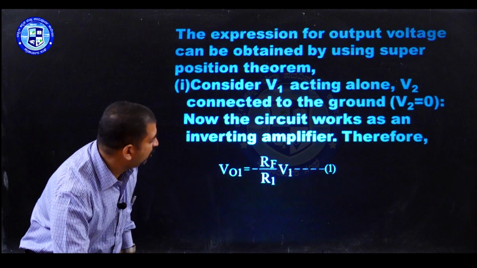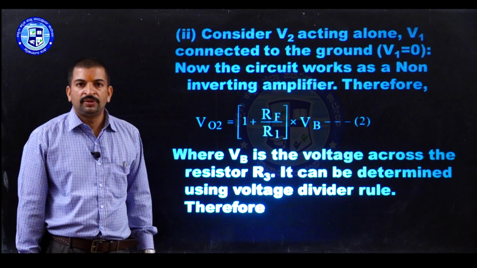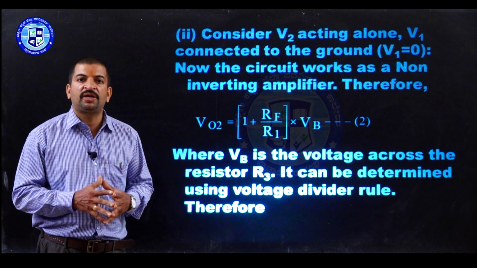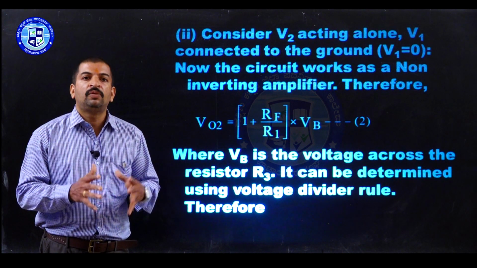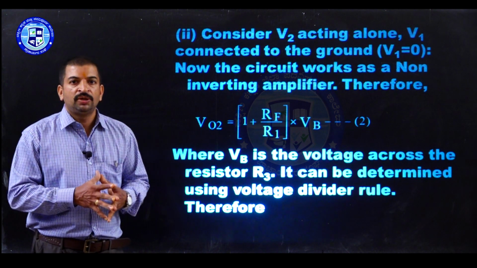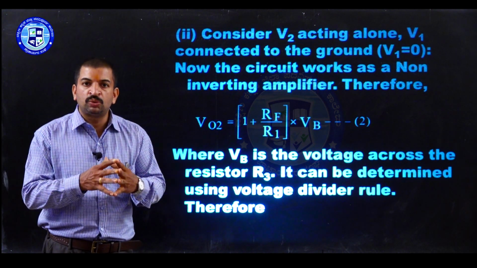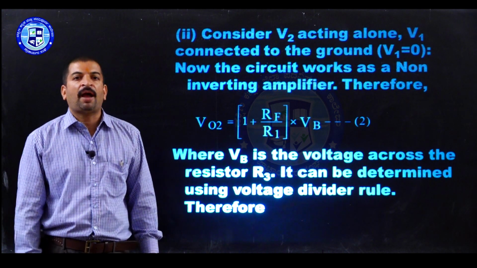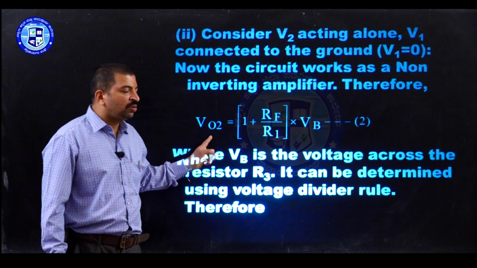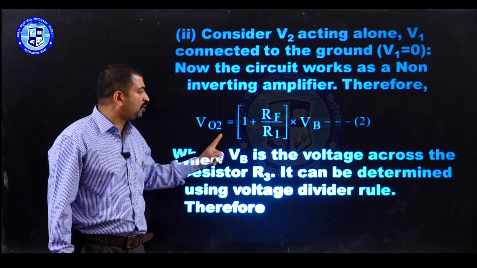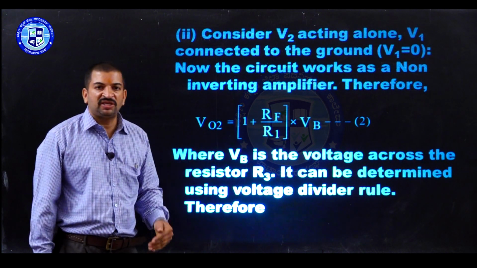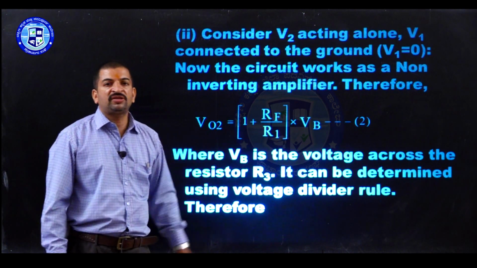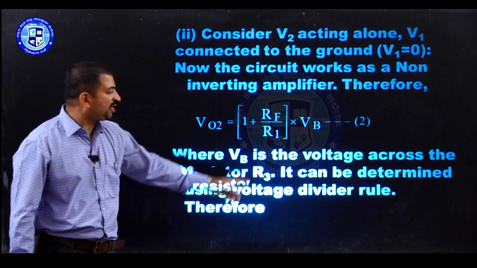Now the output voltage VO2, which is the output voltage caused by input voltage source V2 acting alone while V1 is connected to the ground. So with input voltage source V2 acting alone, the circuit works as a non-inverting amplifier. So the output voltage VO2 is equal to 1 plus RF by R1, which is the voltage gain of the non-inverting amplifier, times the voltage across the non-inverting terminal. Let me write it as VB.